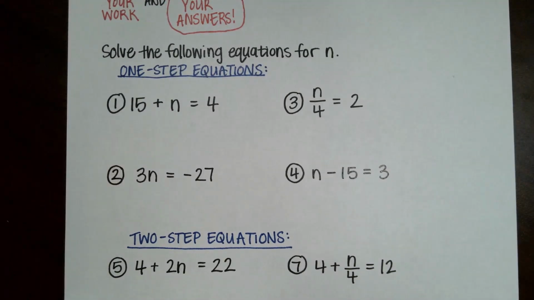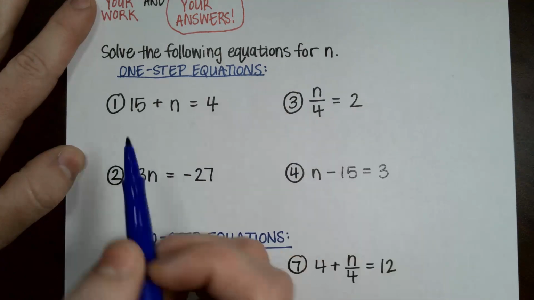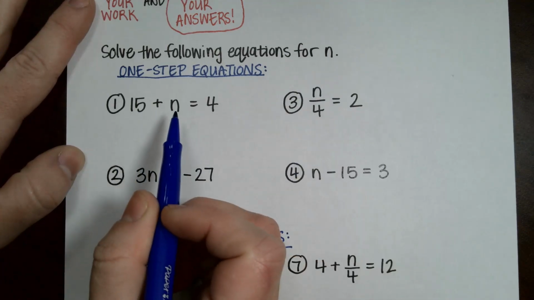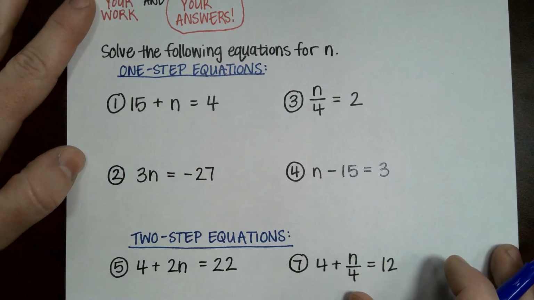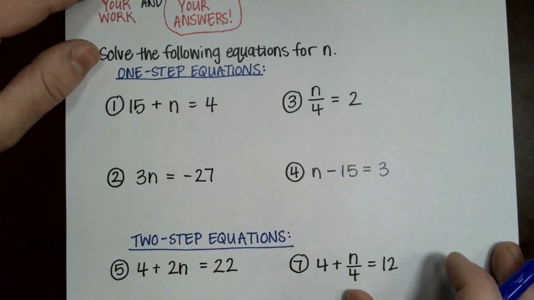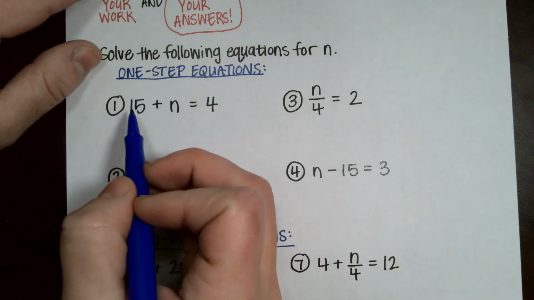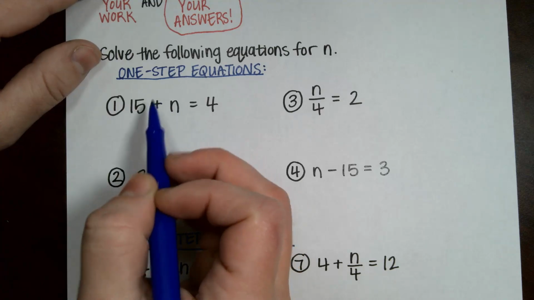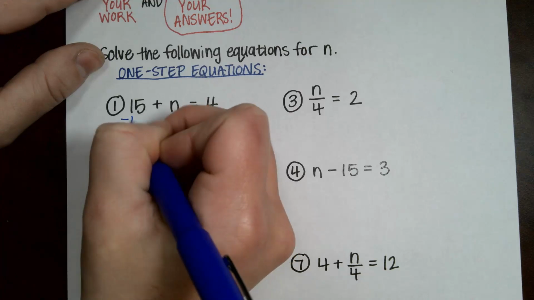Okay, so number 1 on one-step equations, we are trying to solve these for the variable n. I have 15 plus n equals 4. So looking at this just right off the bat, what are you guys thinking we could do as a first step here? Subtract. Yes, we're going to subtract 15 because we have an addition problem here. Even though the n comes second, we're still adding 15 to n. So to get rid of 15, we are going to subtract 15.